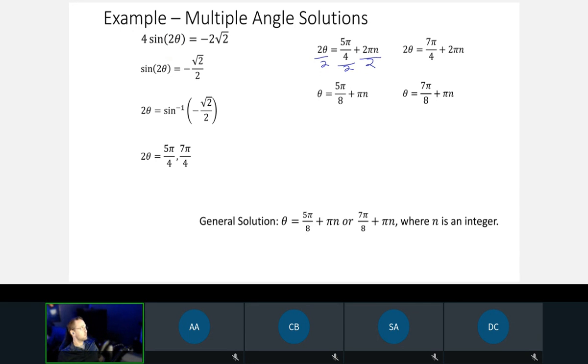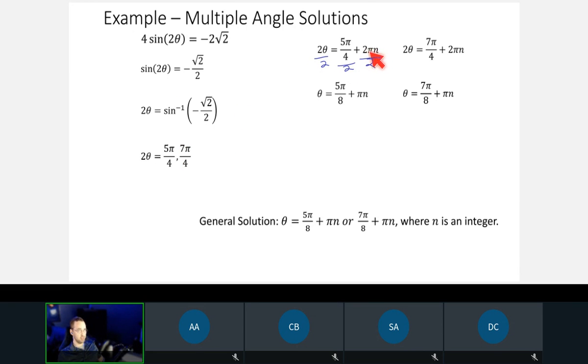So problems that involve, like it could be 2 theta, it could be 3 theta, it could be anything. Once you get down to this step, don't forget to create your equations from the angles that you found, but make sure it's in general form.